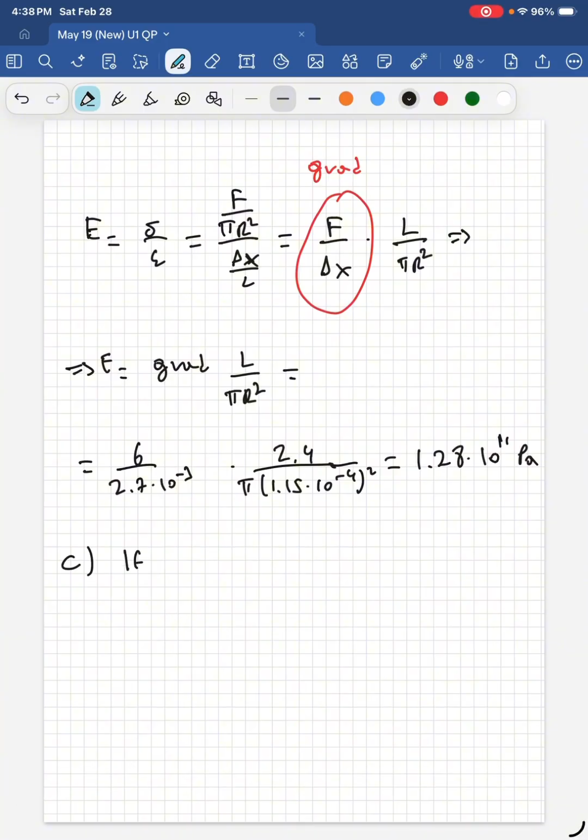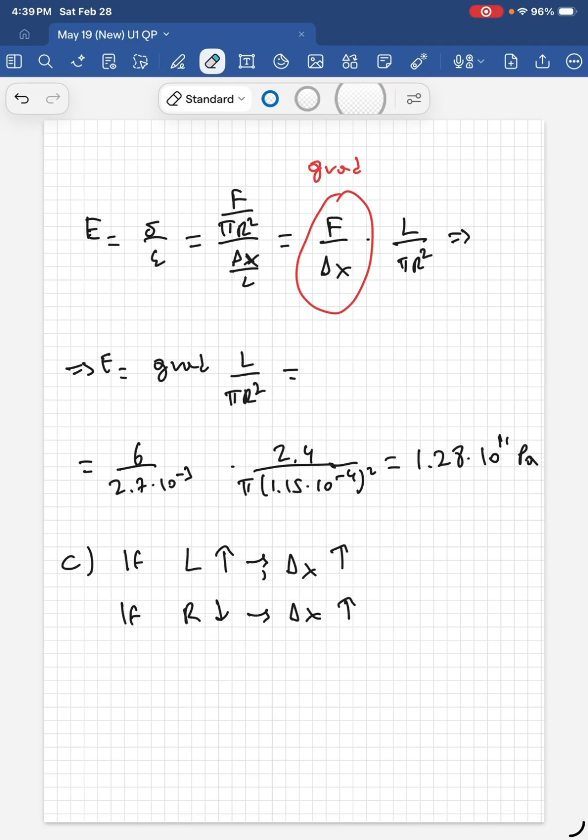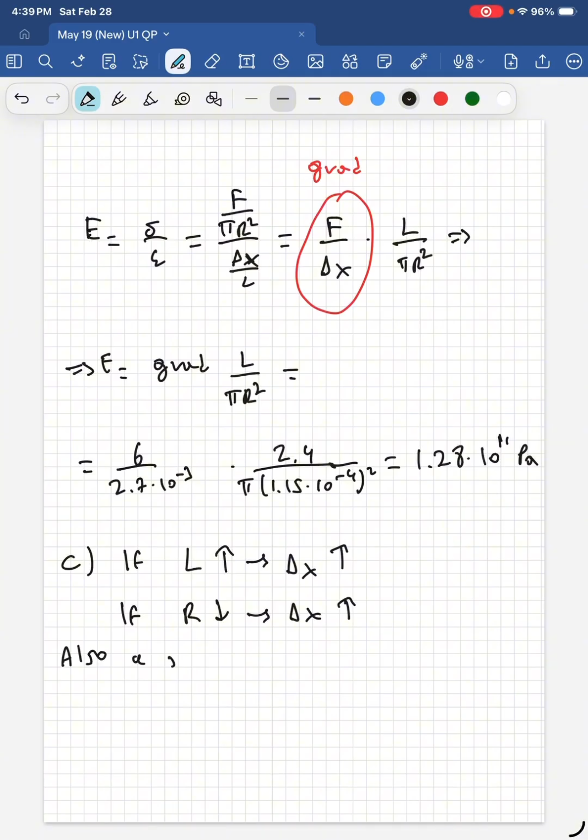So if L is longer, then delta x increases. If r decreases, then delta x also increases. So this is why a long and thin wire is better. Also, a small load, a small F, can be used if the wire is long and thin.